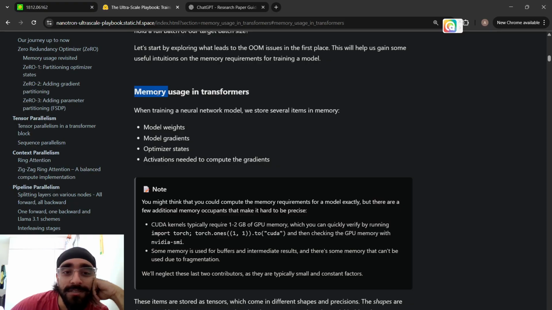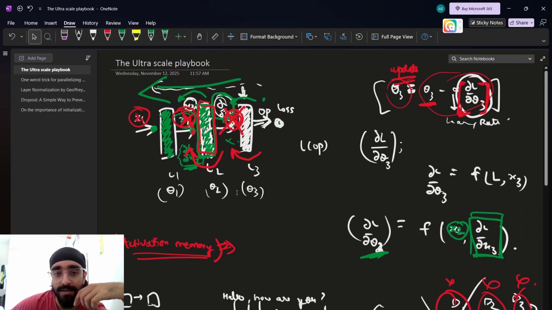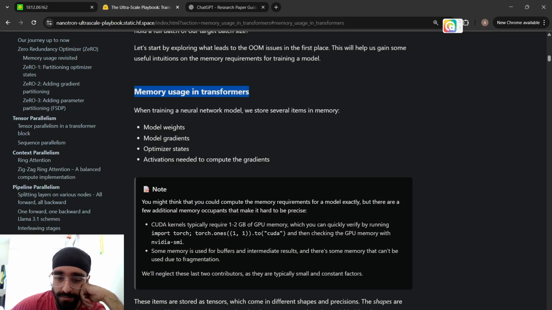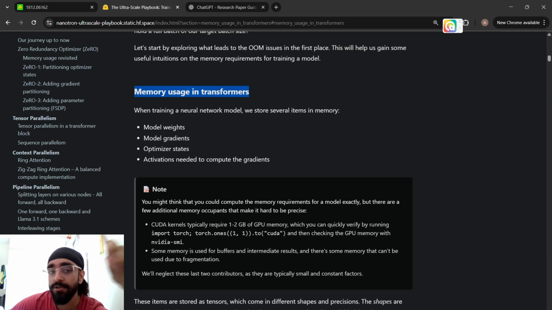Okay, so what is memory usage in transformers? What are the components of memory usage in transformers? One is model weights, right? These thetas. These model weights need memory to store. This is one. Model gradients, that is dL by d theta. During the backward propagation, we calculate the model gradients. This also needs memory to store.